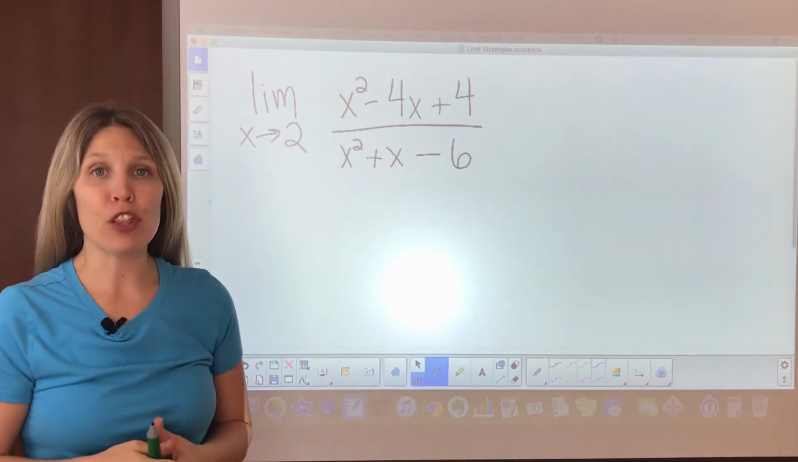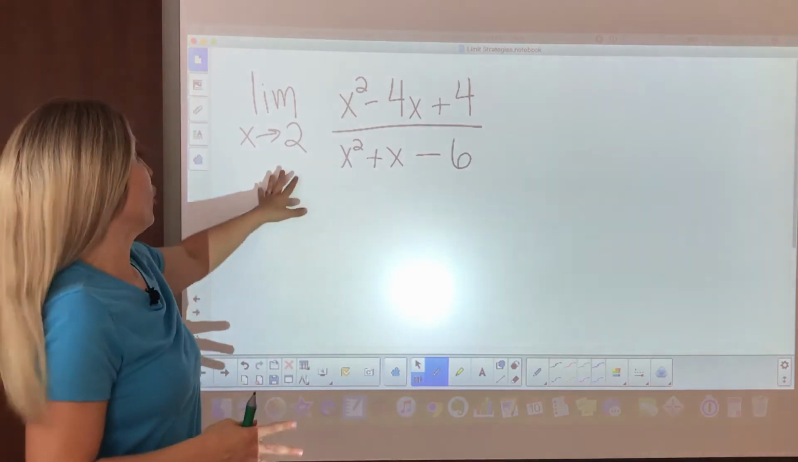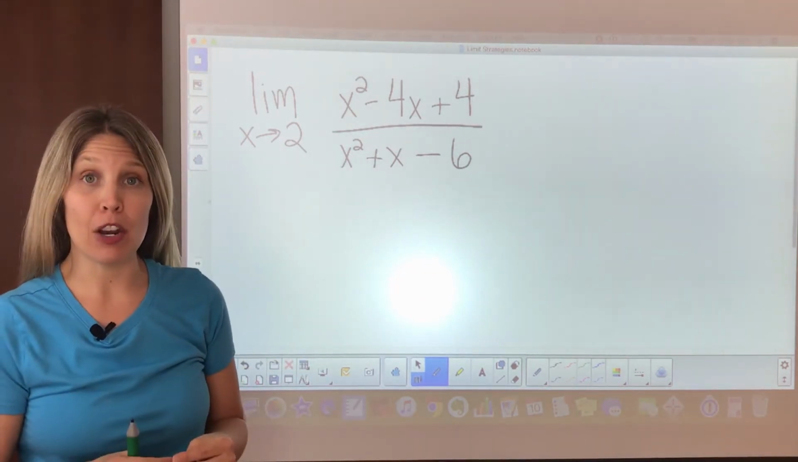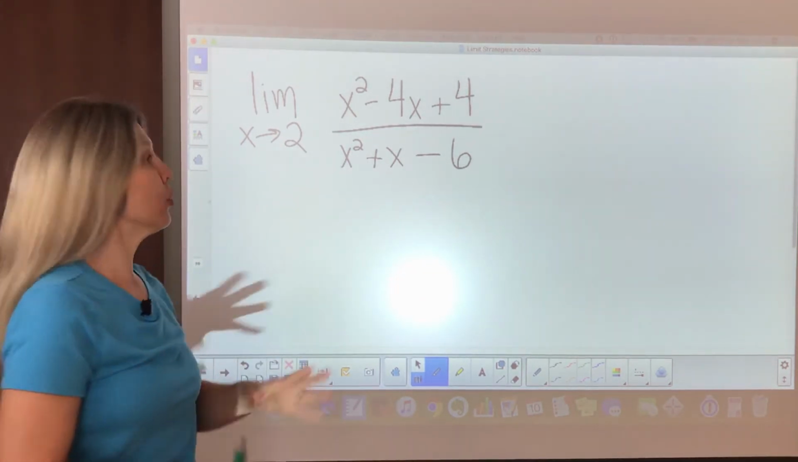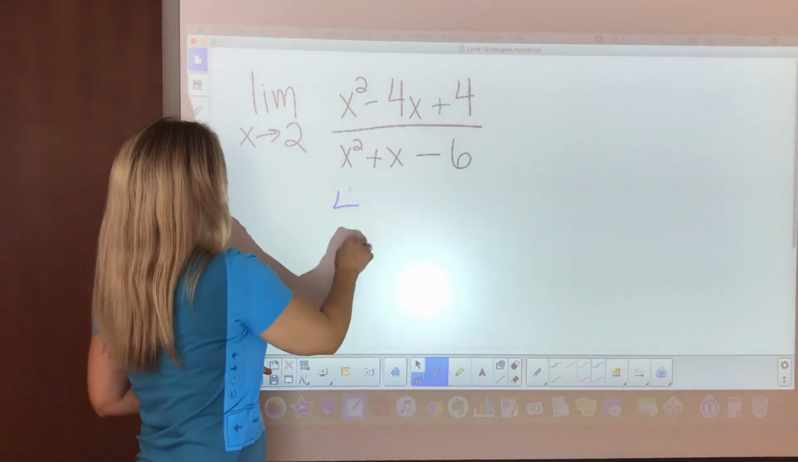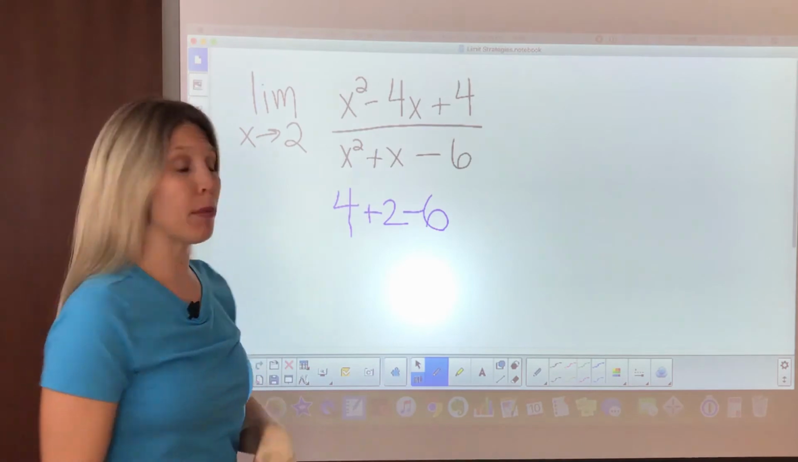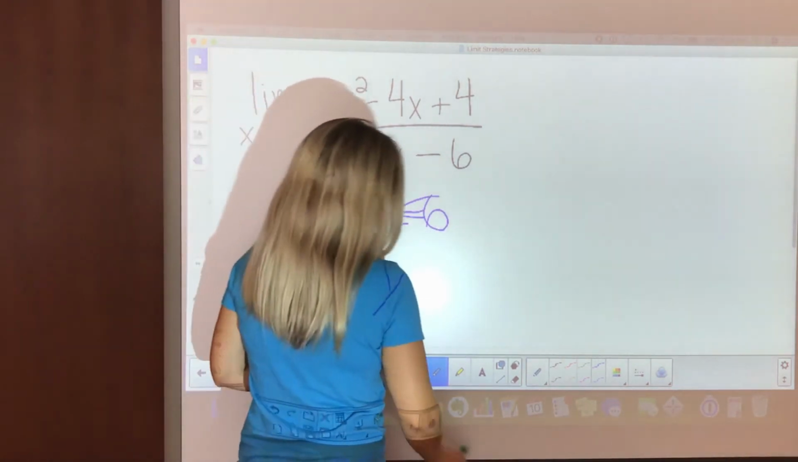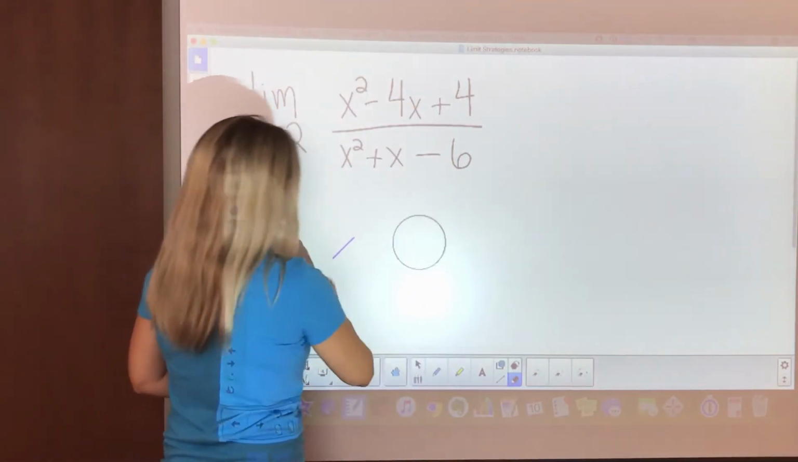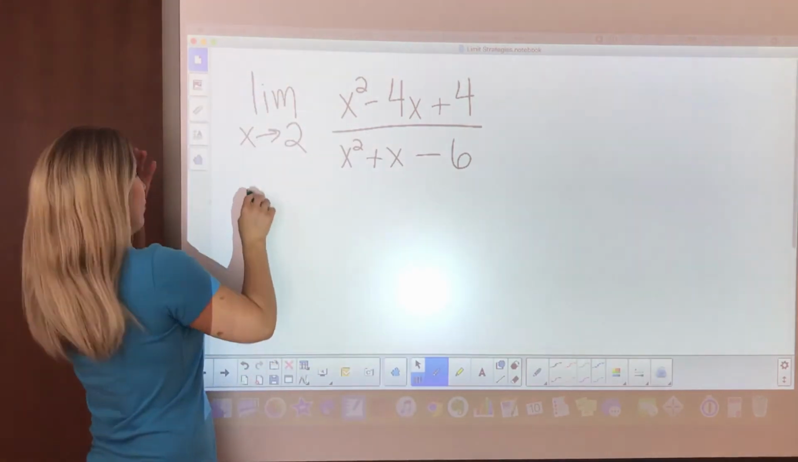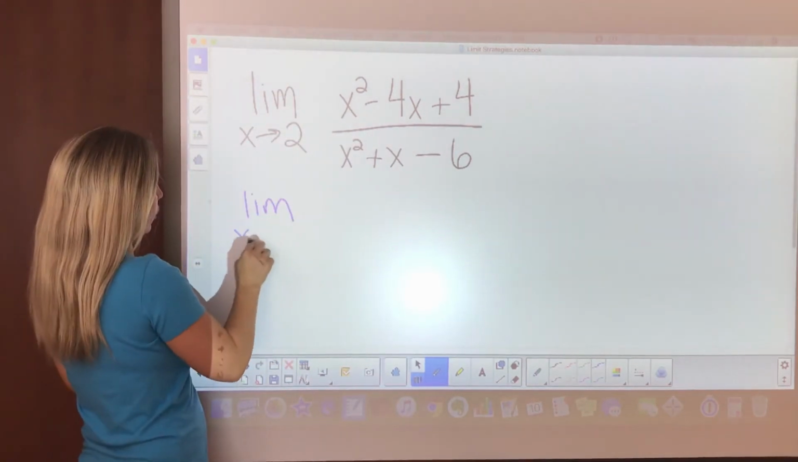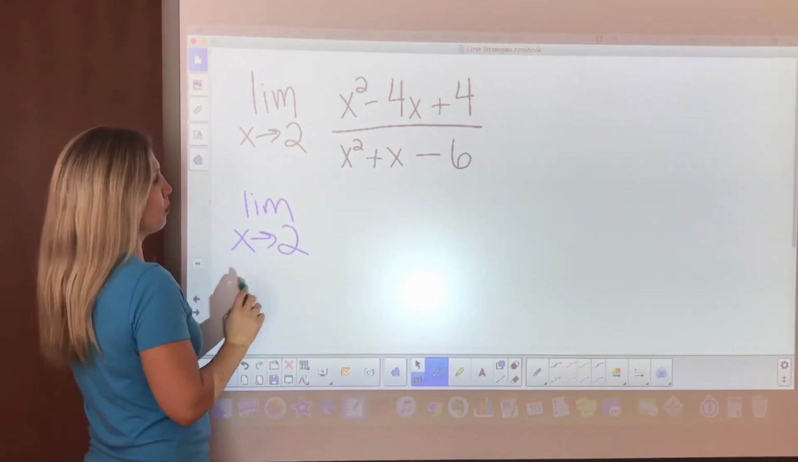All right, let's try another factoring problem. Again, go ahead and plug in the denominator. Always try plugging it in first. 2 squared would be 4, plus 2, minus 6, which gives us 0 in the denominator. We can't do that. So then we need to factor. So we have the limit as x goes to 2. You have to write that, super important.